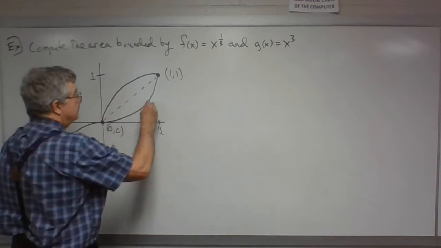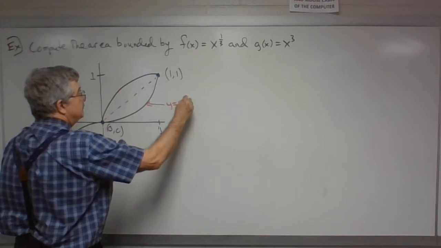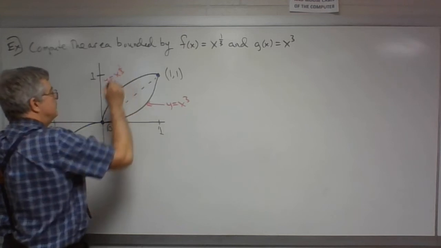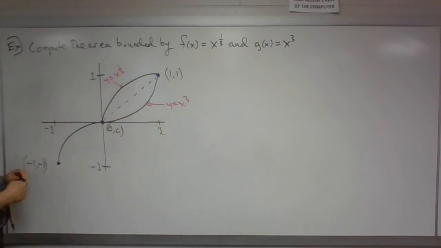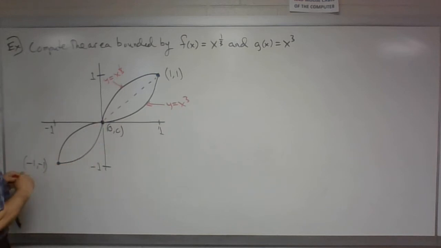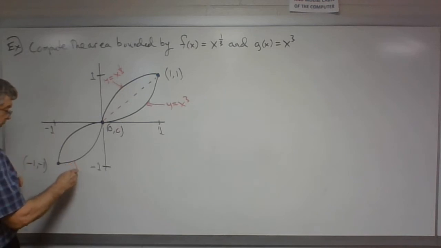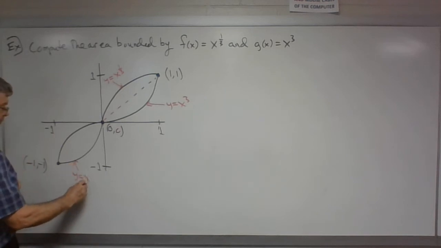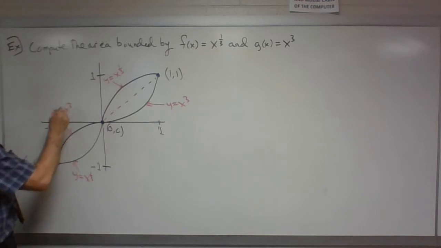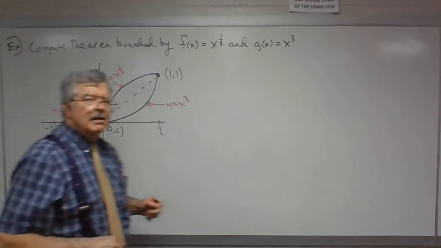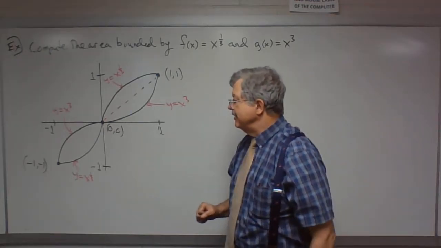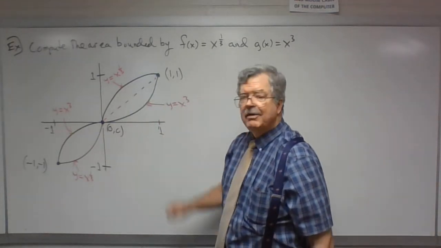So here we have y equals x cubed. Here we have y equals x to the 1/3. And to the left of the y-axis, these two graphs flip-flop. This is now the graph of y equals x to the 1/3. And this is the graph of y equals x cubed. So we're in the situation again where no one function is larger than the other throughout the entire interval.